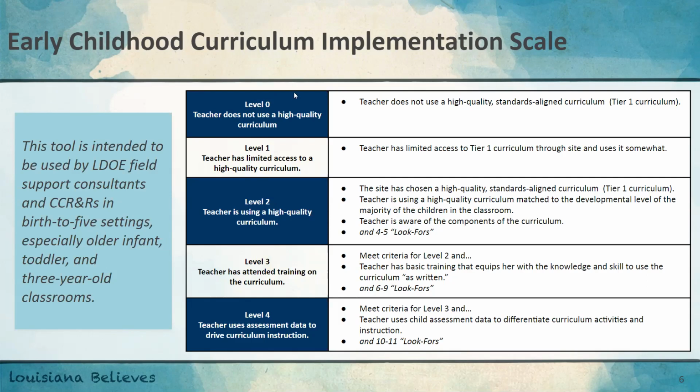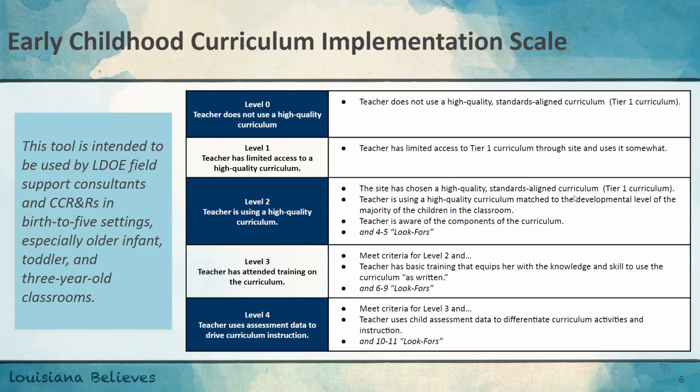So if a teacher scores a level 0, that means that they're not using a high quality curriculum. They may have a curriculum that they purchased, but they're not using it at all. If a teacher scores a level 1, they have limited access to a high quality curriculum. Maybe there is a curriculum on site, or maybe they'll use bits and pieces from a curriculum that might be from a different classroom, but they do not have their own curriculum and they are not using it exclusively.